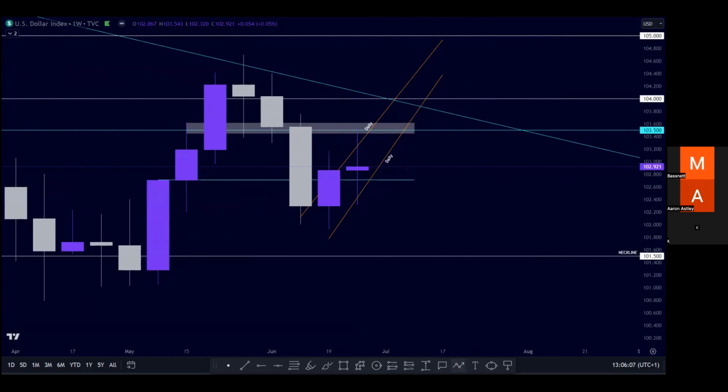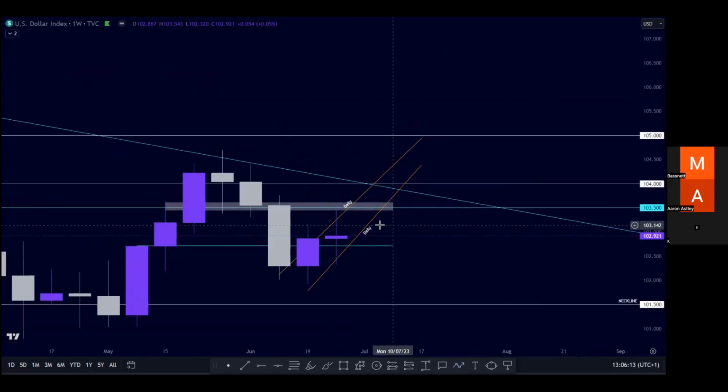But we see the weekly candle closed out as an indecision doji, suggesting that price does still want to trade within this bearish wedge and fall back down towards this 101,500 area.